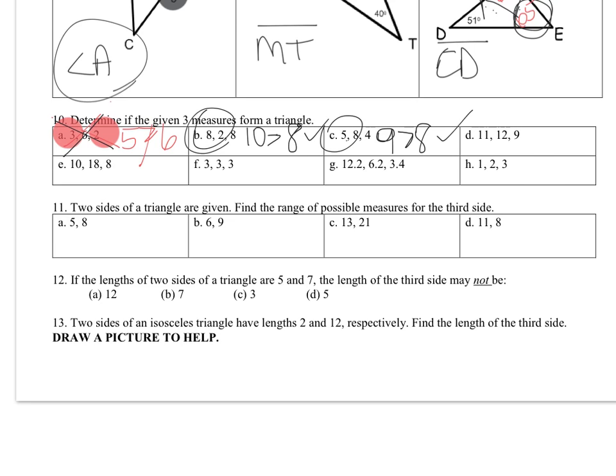And if I jump over to H, my two smaller sides are 1 and 2. So 1 plus 2 is 3. Is 3 greater than 3? No way. So does a triangle exist? Nope. Last one. No, I'm sorry, not last one. I can't even count. Next one.